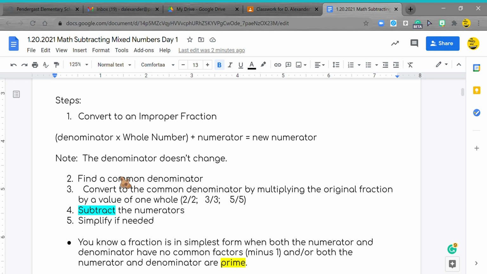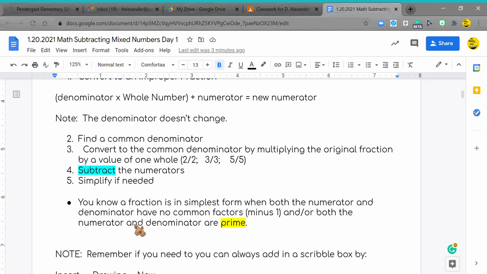Once you do that, you find a common denominator. It's something we know how to do. I'll just refresh our memories. Once we do that, we convert to the common denominator by multiplying. Remember, it's a whole number. And then we subtract the numerators. Remember, never subtract the denominators. The denominators stay the same. Simplify or turn it back into a mixed number.